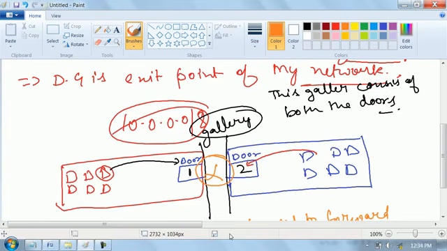If these two doors were not present in this gallery, people in this room could not communicate with people in this room. It's not possible. It means if I am saying a router is responsible for making communication possible between two networks, it means the router knows about both of the networks. This thing is clear? Now, next point.